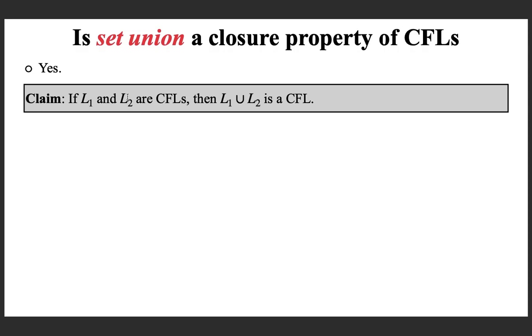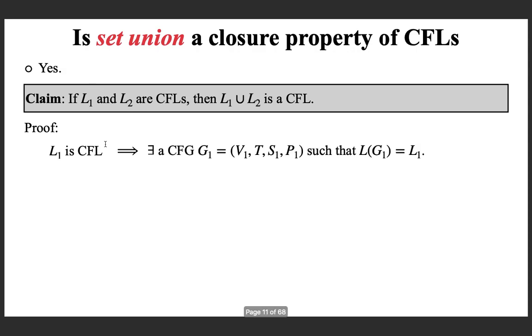If L1 and L2 are context free languages, it doesn't matter what L1 and L2 are, they are context free languages is what we know, then their union must be a context free language. If we can prove this claim, then this answer is correct. We can try to prove it. Suppose L1 is a context free language, then we know that there exists a context free grammar G1 such that the language L1 is generated by the grammar G1.